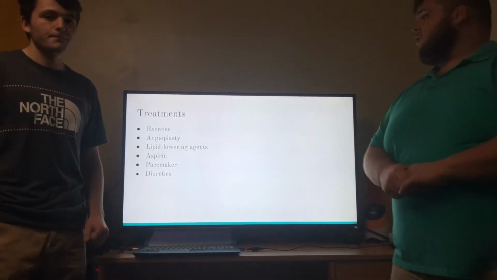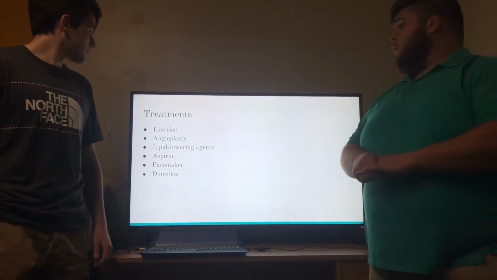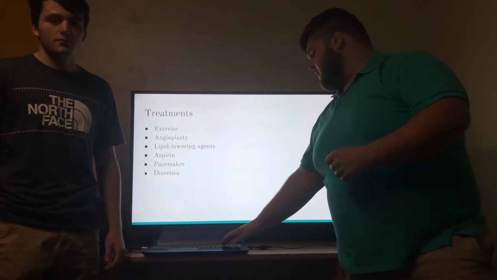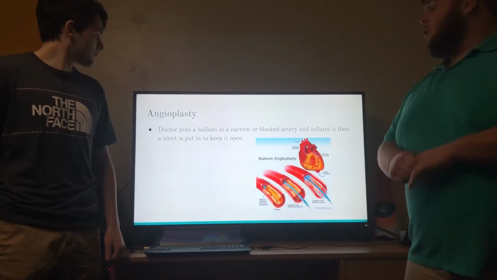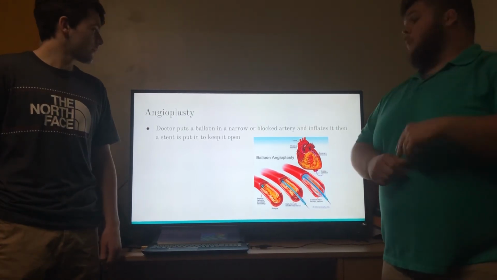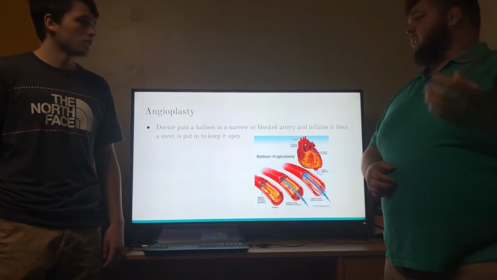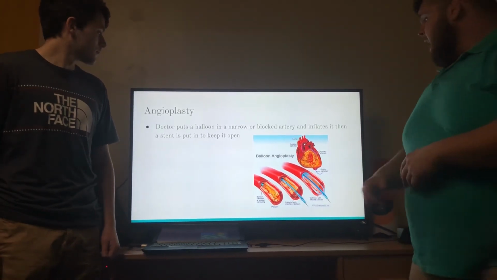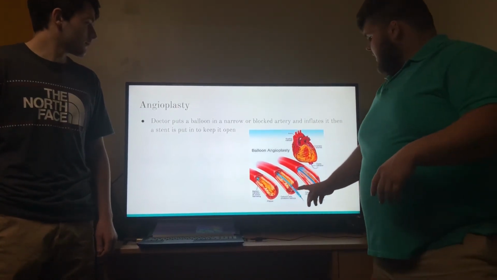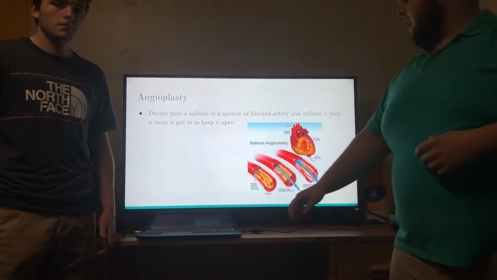Treatments include exercise, angioplasty, lipid-lowering agents, aspirin, pacemakers, and diuretics. Angioplasty is when a doctor puts a balloon in a narrowed or blocked artery and inflates it and then puts a stent in to keep it open. As seen in this picture, you have a narrowed artery. The balloon is then inserted and blown up, and then you will put the stent in after that.